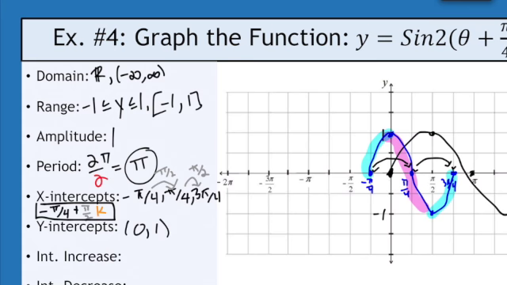Our intervals of increase and decrease are highlighted there. You can see the increase is going to start at the x value negative pi over 4. It's going to go all the way to the x value of 0. And then it's going to start again at the x value of pi over 2, and then increase all the way to 3 pi over 4. Then for interval of decrease, it's going to be in between 0 and pi over 2.